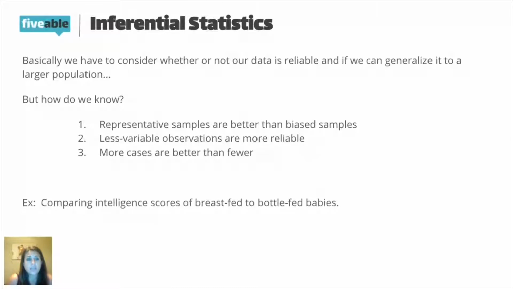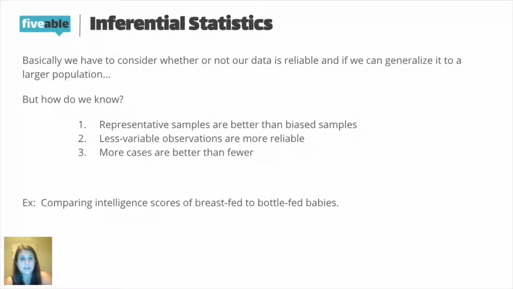And then the third thing is that more cases are better than fewer. So again, I can't study 10 women who breastfeed and 10 women who bottle feed babies and say, oh, yep, this is true to the whole population, because those numbers are just too small. There's too much room for error there because there's so many differences in humans already that those 10 aren't going to give me a good picture. So to use inferential statistics, we need more data points really to help us out and to help us make those decisions.